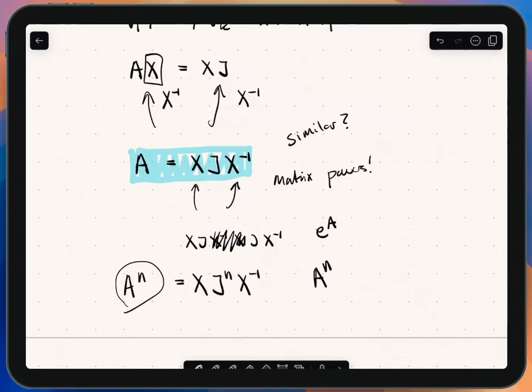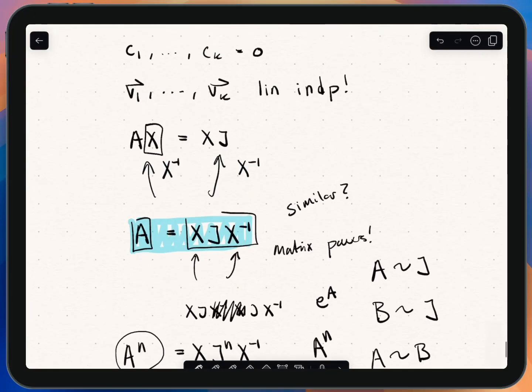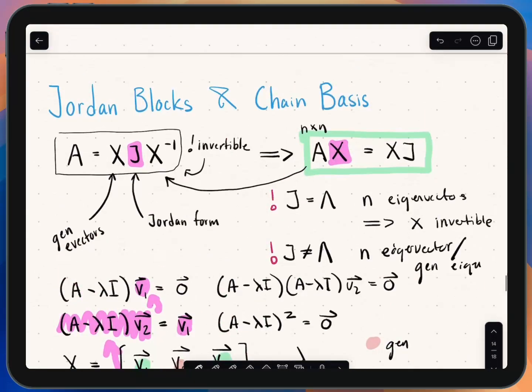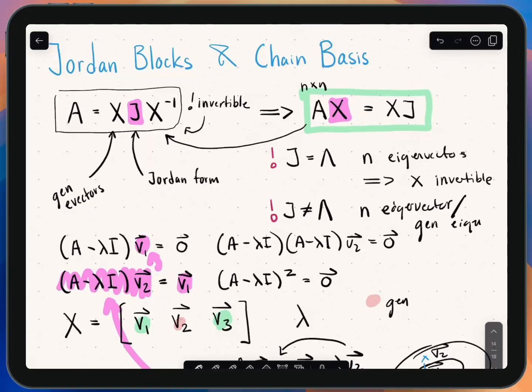And we know that if A can be put in this form, A must be similar to J. A and J are similar. And it turns out that if B is similar to J too, we also can state that A and B are similar. So if we can find these Jordan forms, we can find more properties of these matrices, and we can start doing a lot more with these matrices in a lot simpler way. So that was an introduction to Jordan blocks and the Jordan chain basis.